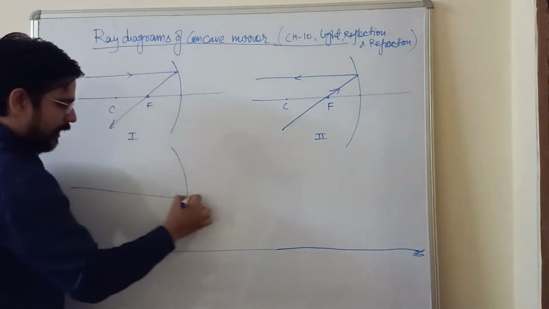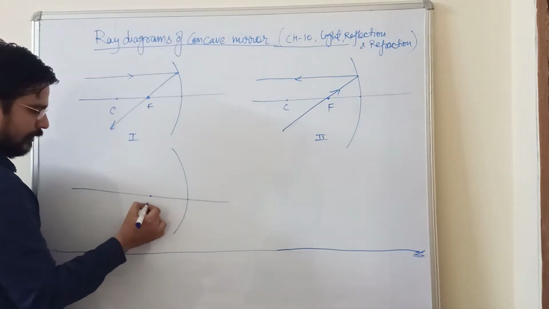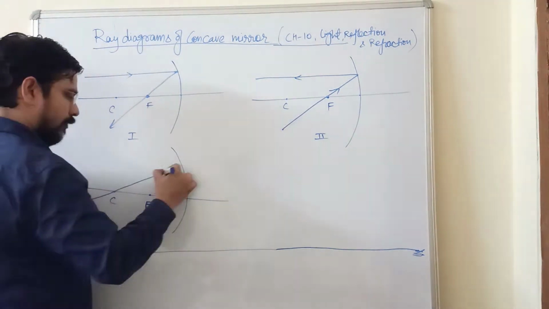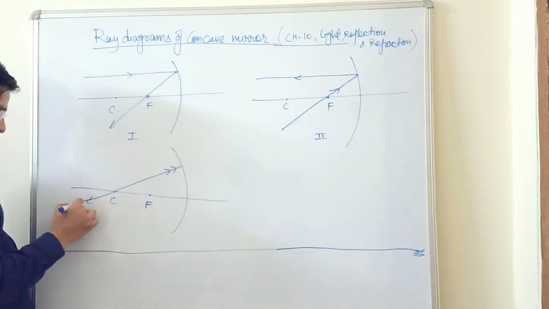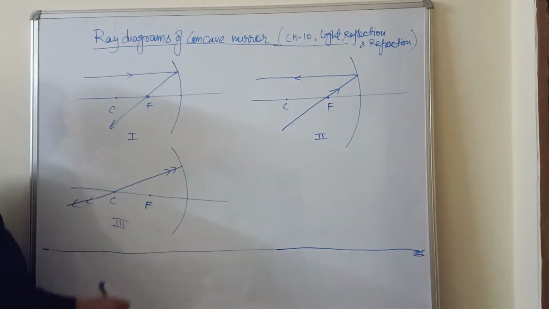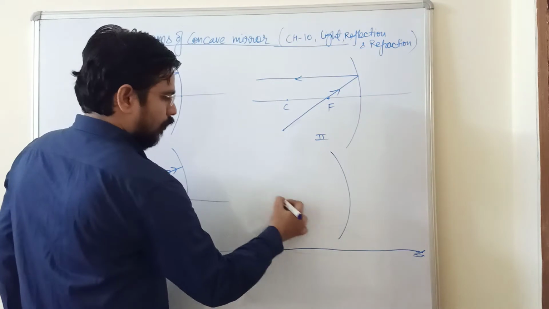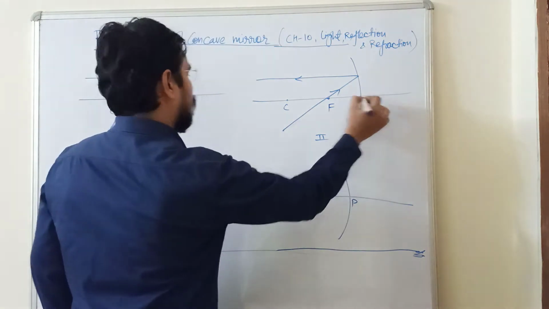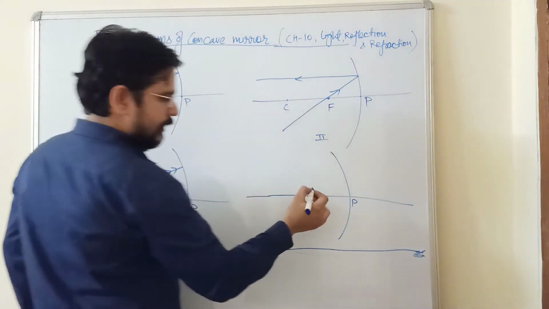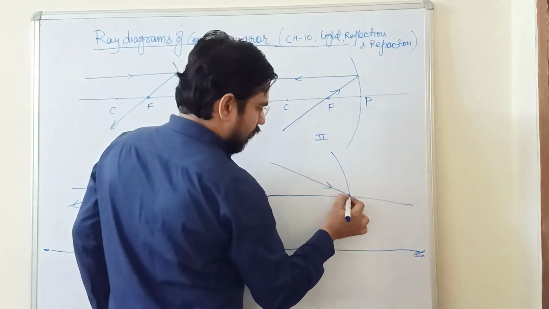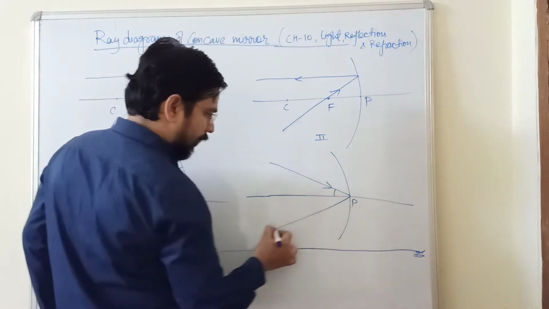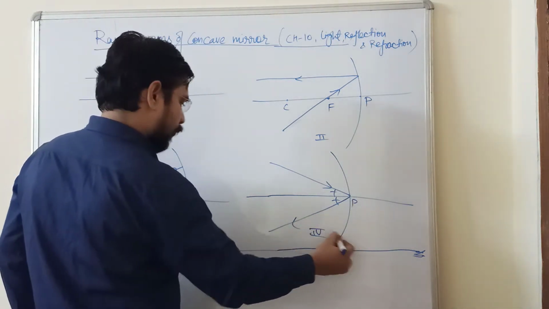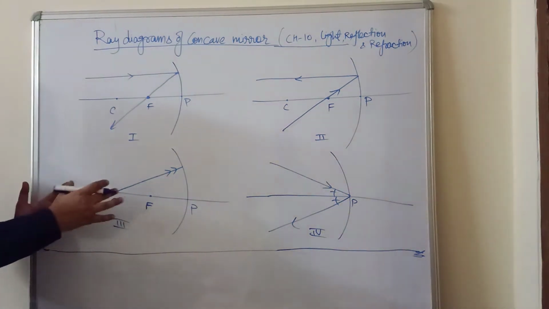The third rule says that if ray of light is coming through center of curvature, it retraces back the same path. That is our third rule. And the fourth rule says, if any ray of light, these are the poles, is incident at pole making some angle with the principal axis, it reflects back making same angle with the principal axis. That is rule 4. So these are 4 rules which you need to remember.